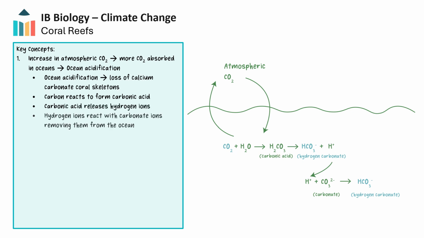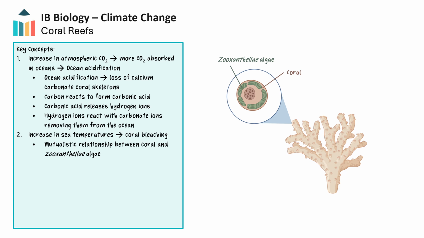Hydrogen ions react with dissolved carbonate ions, which removes them from the ocean waters, making them unavailable for organisms to absorb to build coral skeletons. In addition, rising sea temperatures cause coral bleaching, where the symbiotic relationship between corals and their algae breaks down. Corals have a mutualistic relationship with the algae zooxanthellae. The algae have a stable habitat that allows them access to sun, where they can photosynthesize, while the coral receives the carbohydrates produced by the algae during photosynthesis.